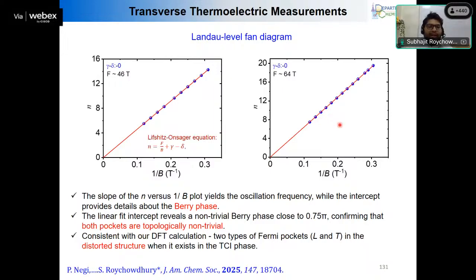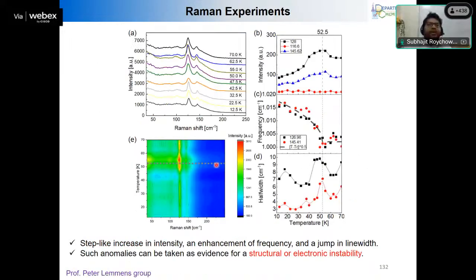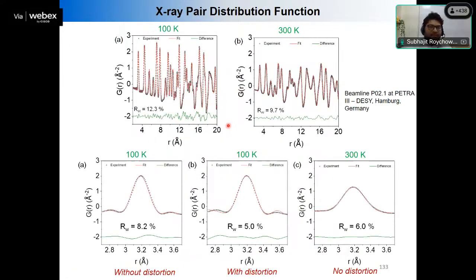Then we do Landau level fan diagram fitting, which confirms that the two pockets in this material are topologically non-trivial, which is actually confirming our theory. Then we did supporting experiments like Raman and X-ray pair distribution function from 300 Kelvin to 100 Kelvin, and it also gives an indication that there is a distortion of the cation and anion at low temperature.